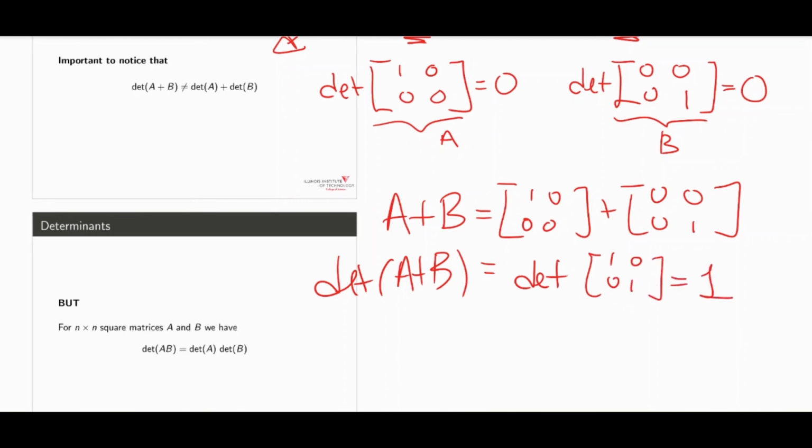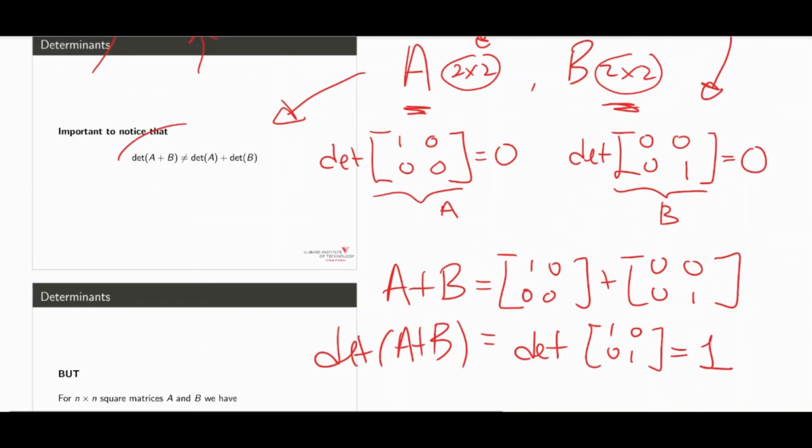So this relationship does not hold for this particular example. My determinant of A plus B is 1, but my determinant of A is 0 and my determinant of B is 0. So you can see that this property does not hold. We do not have the determinant of A plus B equal to the determinant of A plus the determinant of B, and this is one such example that illustrates that.